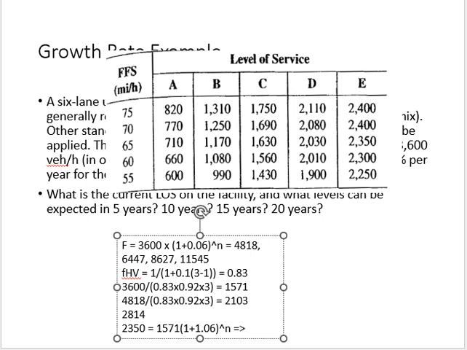So this was the current value. When the current value becomes this much, my level of service is F. So in how many years did it become level of service F? The N value, how much is it? Cannot be 0. Now you see this is between year 5 and 10. The answer is between year 5 and year 10, right? This was at year 5, this is at year 10. The answer is between them.